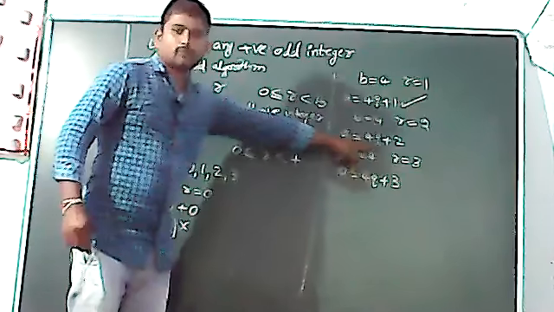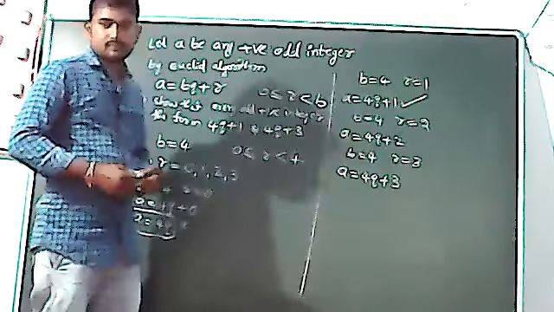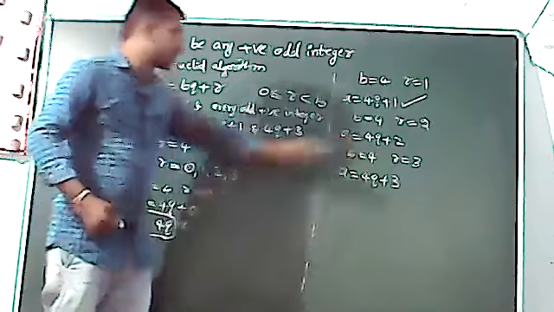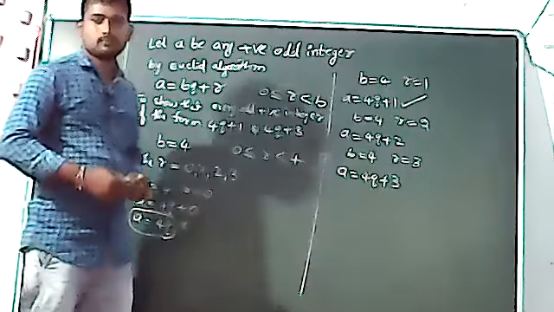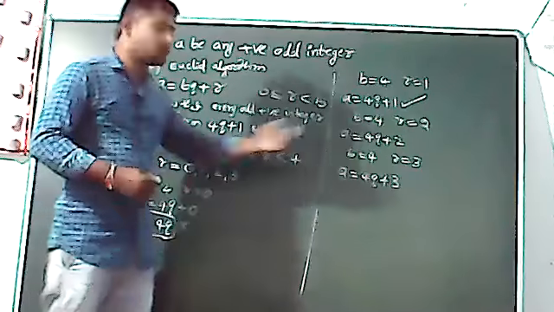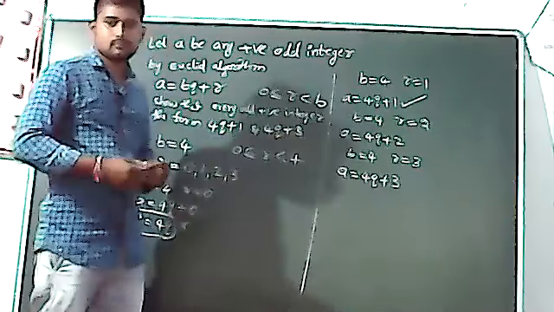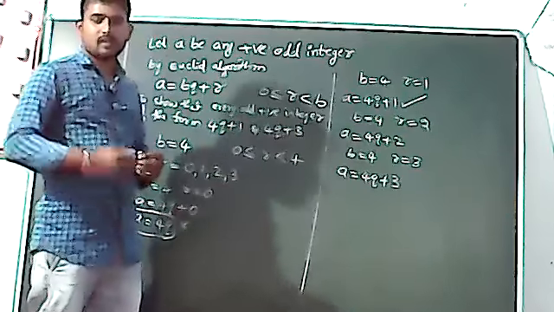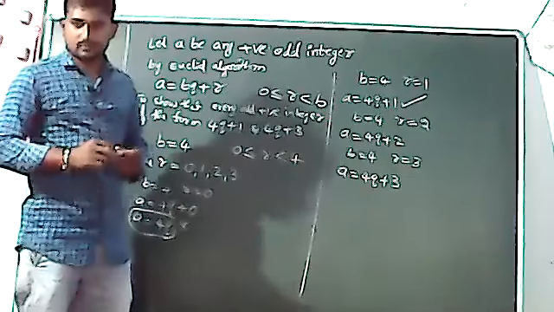4 1 ja 4. 4 plus 2 how much? 6. Next 4 2 ja 8. 8 plus 2? 10. 4 3 ja 12. 12 plus 2? 14. So always we are getting the even numbers or not?